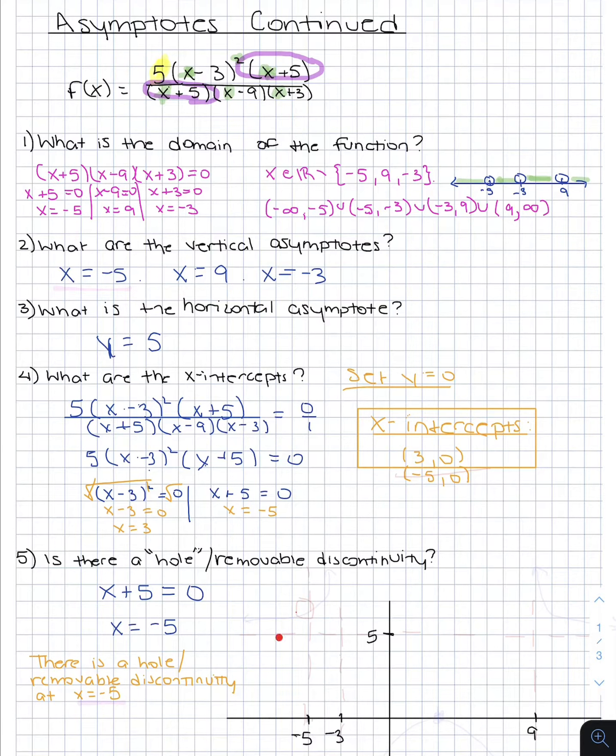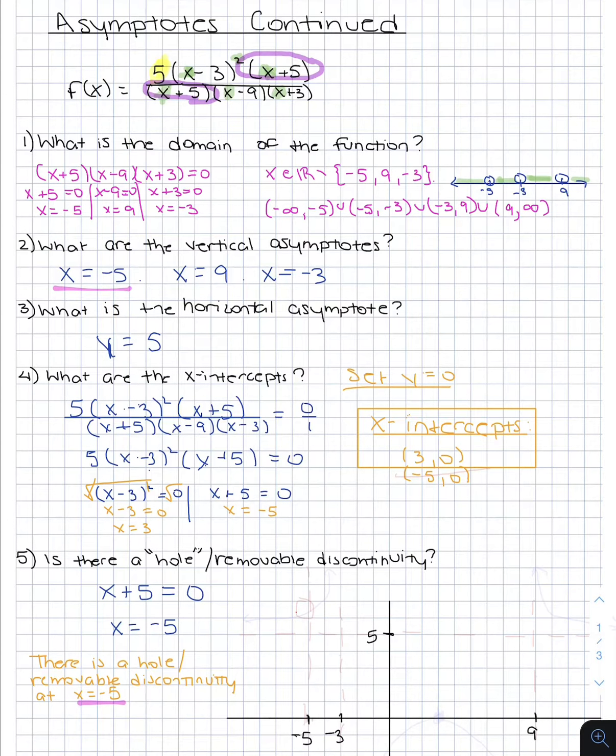horizontal asymptote. If we wanted to draw a sketch of the actual function, we can sketch out all our vertical and horizontal asymptotes. But as we just saw, x equals negative 5 is actually a removable discontinuity, so we don't have to graph that out initially. We can ignore that for now and graph our other two vertical asymptotes.